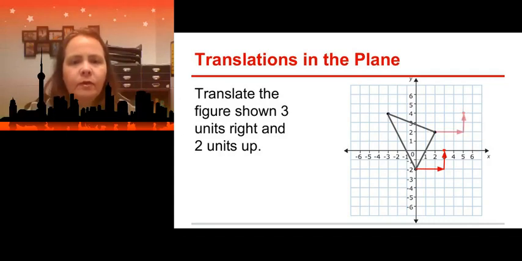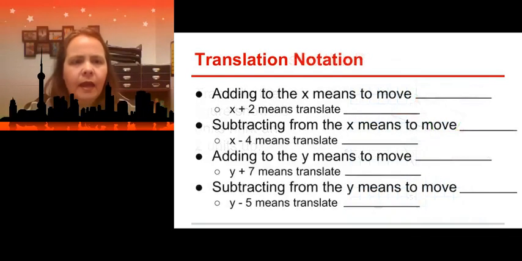And then we're going to move up to the next vertex, and we're going to go 3 units right and 2 units up. And then the final one, we will go 3 units right and 2 units up and plot our new point. And now that we have those points, we can simply connect them together to get our translated figure.